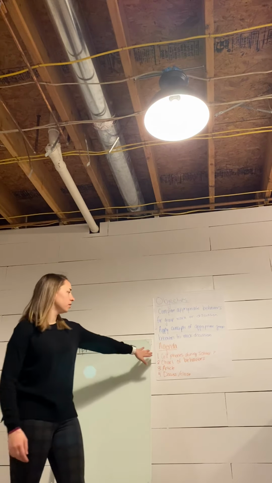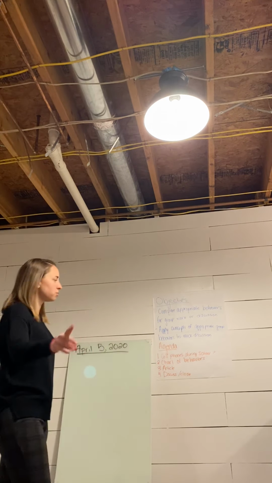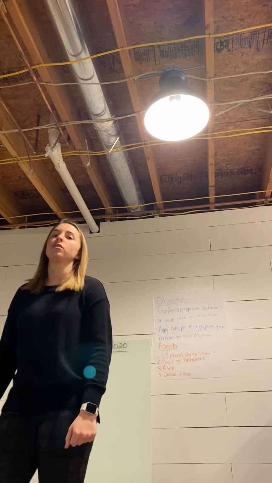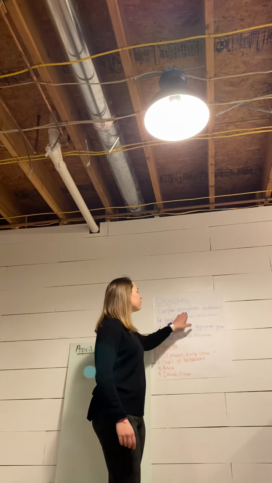So our agenda: talk about cell phones during school, create a chart of behaviors on the board. You guys will create one in your notes. We'll read an article, then we will just do that discussion, and we'll close out class. Okay, so let's start with comparing appropriate behaviors.